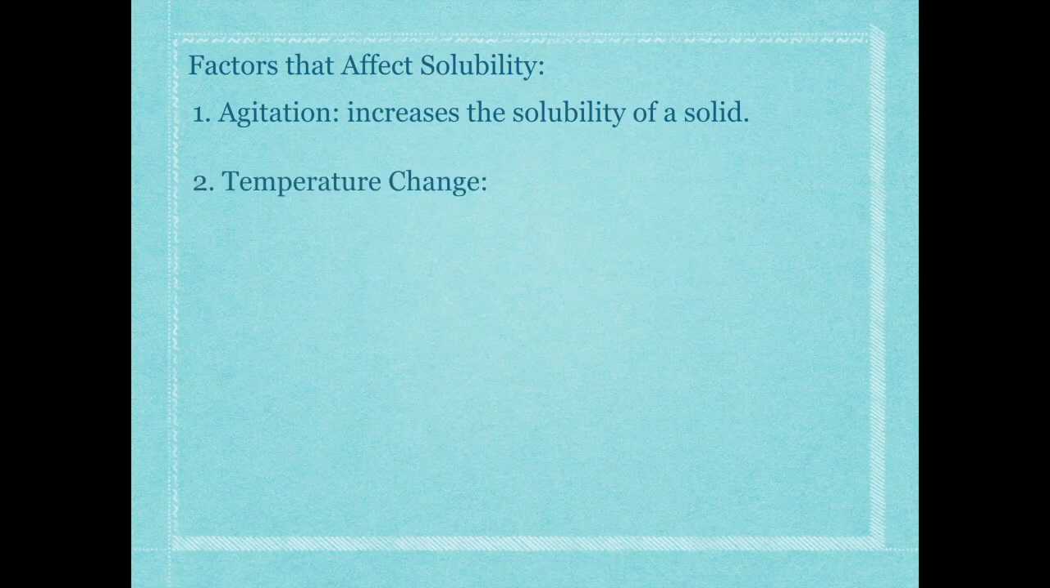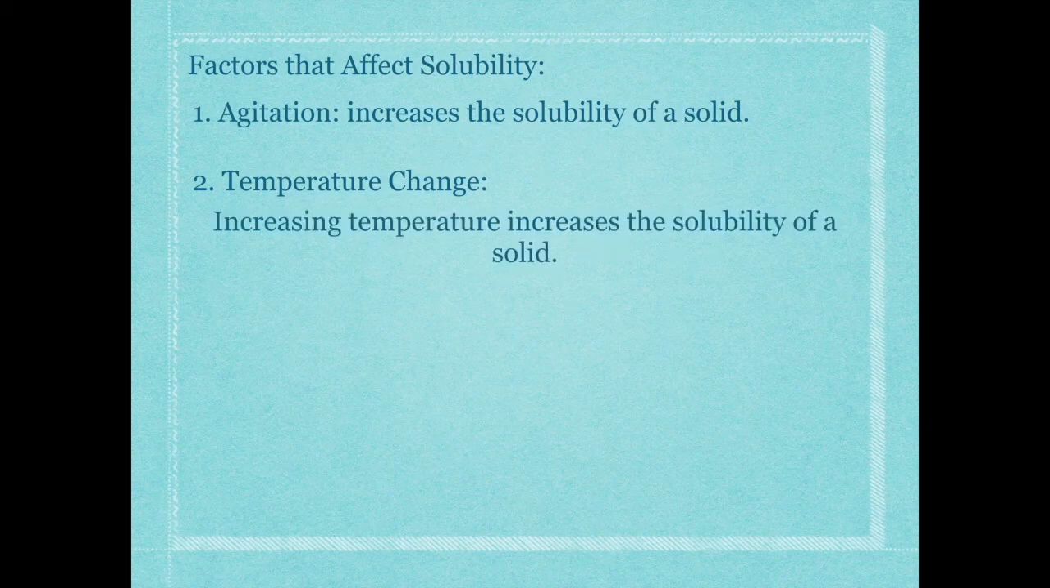The second factor is temperature. Okay, so if you increase temperature versus if you decrease temperature. If you increase temperature, then the solubility of a solid is going to increase. So if you think about it, when you're making hot chocolate, the reason why we call it hot chocolate is because we want to increase the solubility of the solute, your cocoa powder, into your water or your milk. And so if you increase temperature of the solvent, then the solute is better able to dissolve.